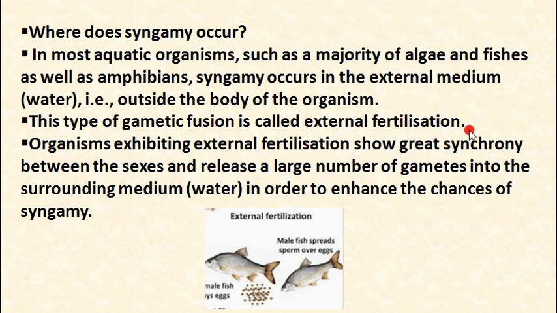Fertilization shows great synchrony, meaning they show a great relationship between the male and female gametes, male and female animals also. So synchrony is very important for their reproduction. That's why they release a large number of gametes into the medium, for example water, in order to enhance the chances of syngamy. So syngamy is our ultimate goal here, and the medium is water for aquatic organisms. Water is external to the body, and external fertilization will take place in the water, like this picture shows you.